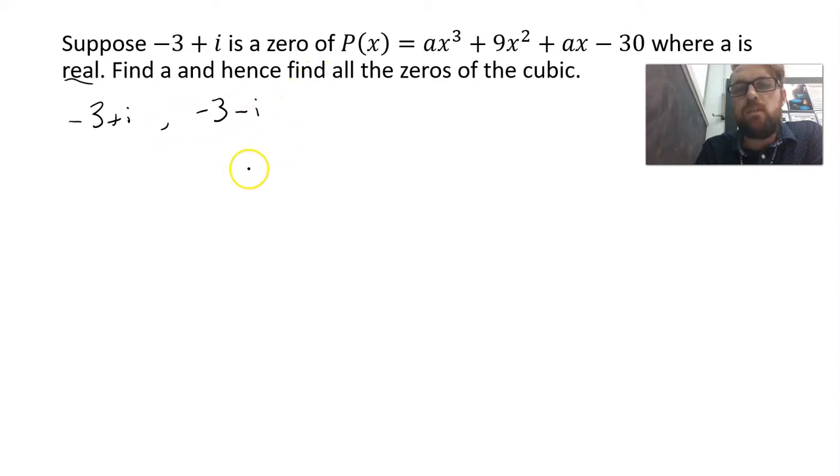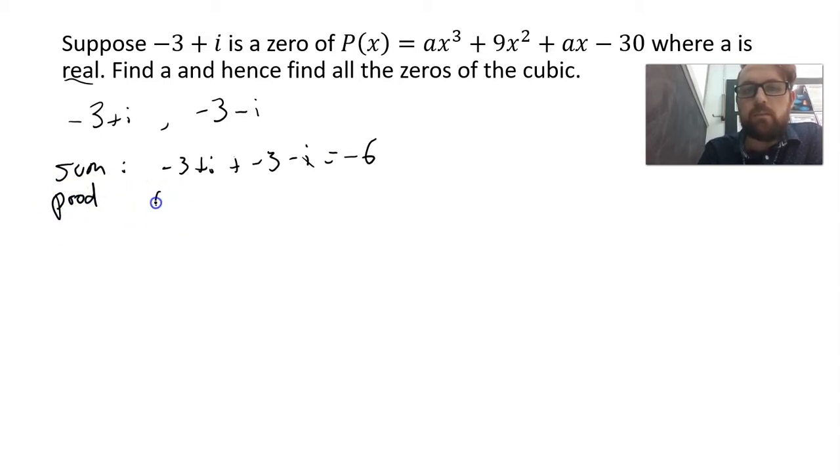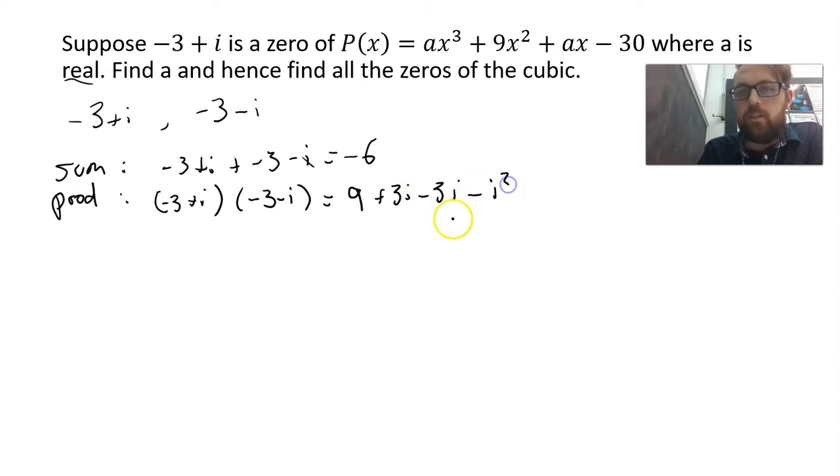So we've got two of the zeros, and what we can do is make them into a quadratic. If I find the sum of these two, it's minus 3 plus i plus minus 3 take i. The i's cancel out, and I'm left with minus 6. And the product is these things multiplied together, minus 3 plus i times minus 3 subtract i. If we expand using FOIL, it's going to be negative 3 squared, which is 9, plus 3i minus 3i minus i squared. These two cancel out in the middle, take negative 1, which equals 10.